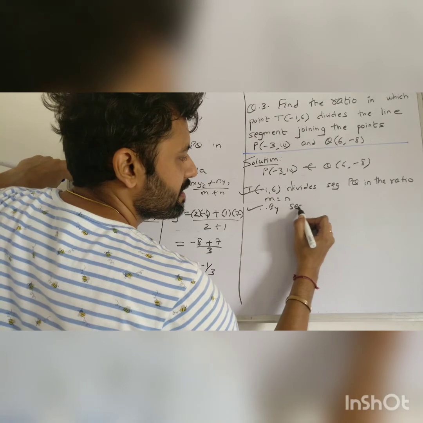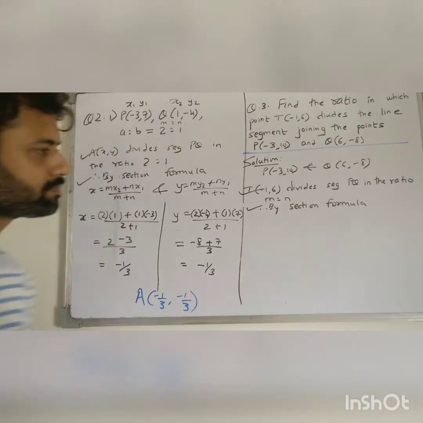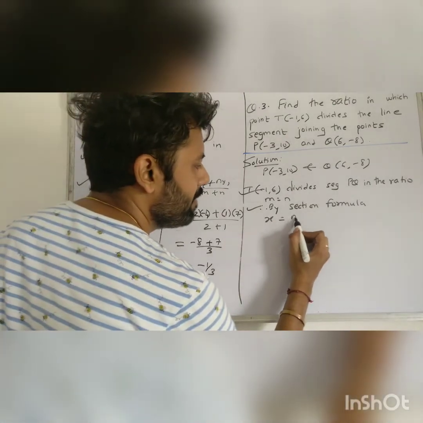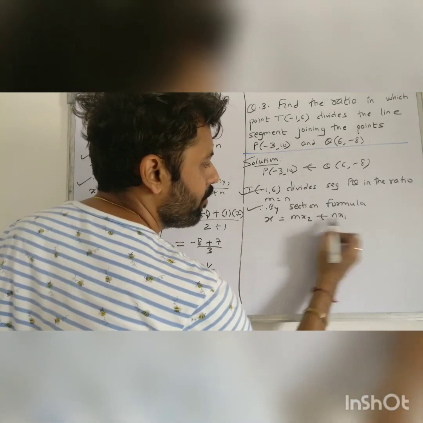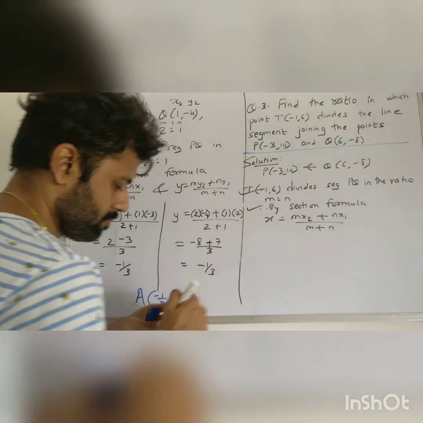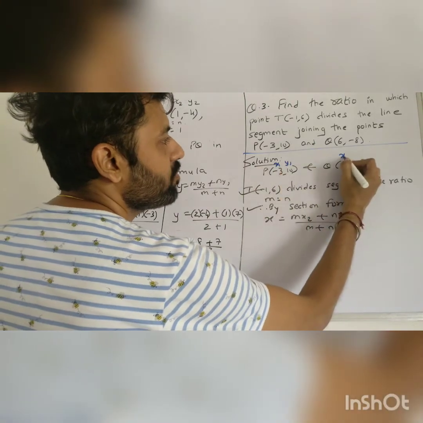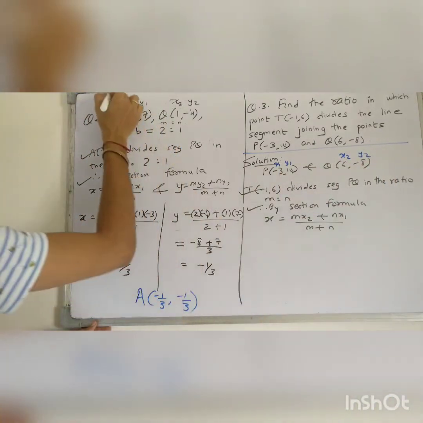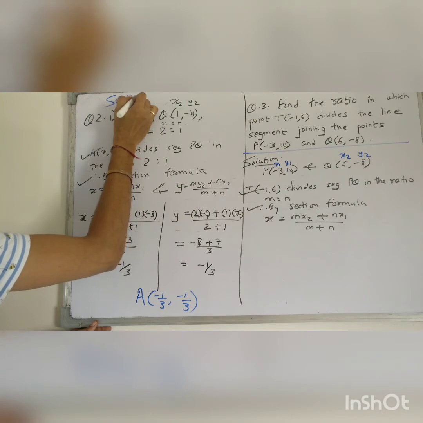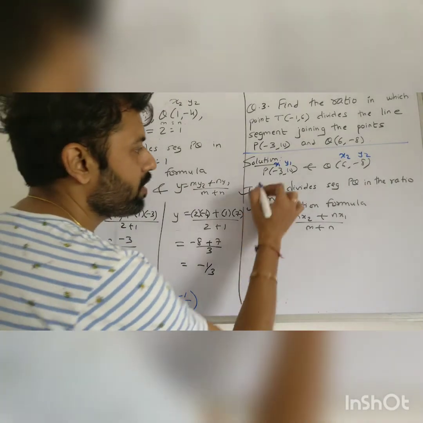Therefore, by section formula, x is equals to mx2 plus nx1 upon m plus n. Consider this as x1, y1, and this as x2, y2. I forgot to write solution there. Okay, and this as xy.